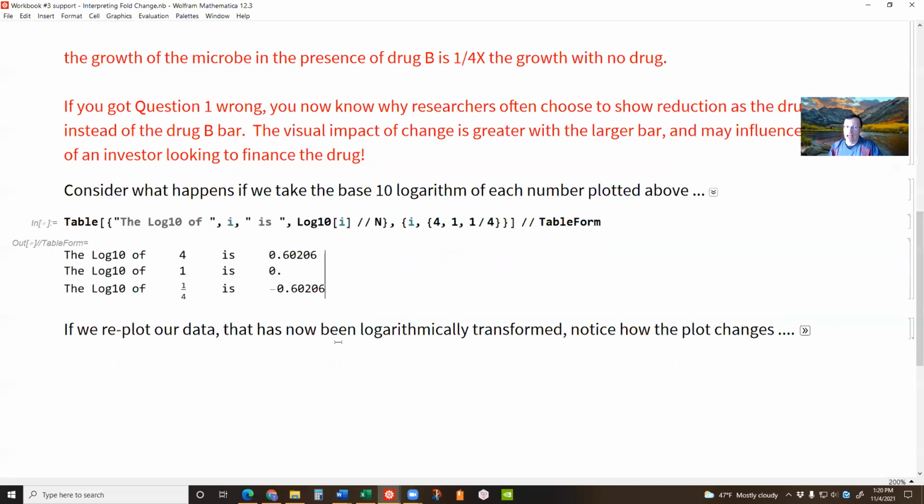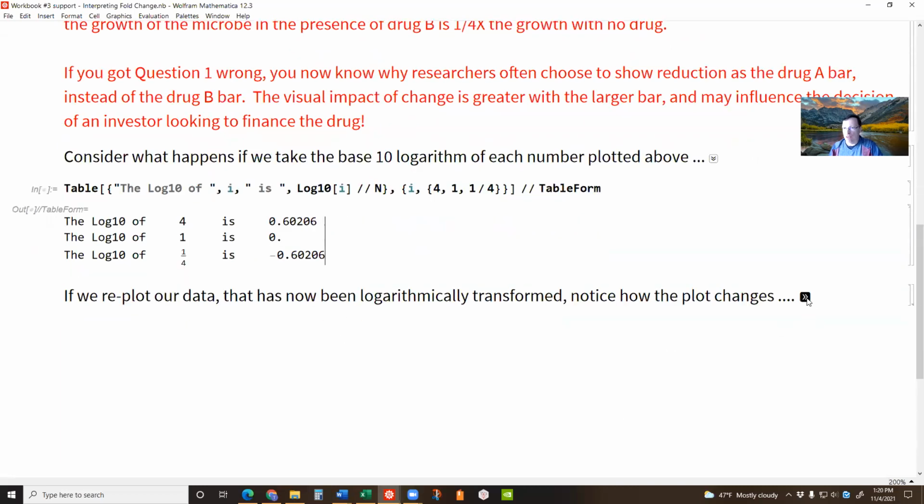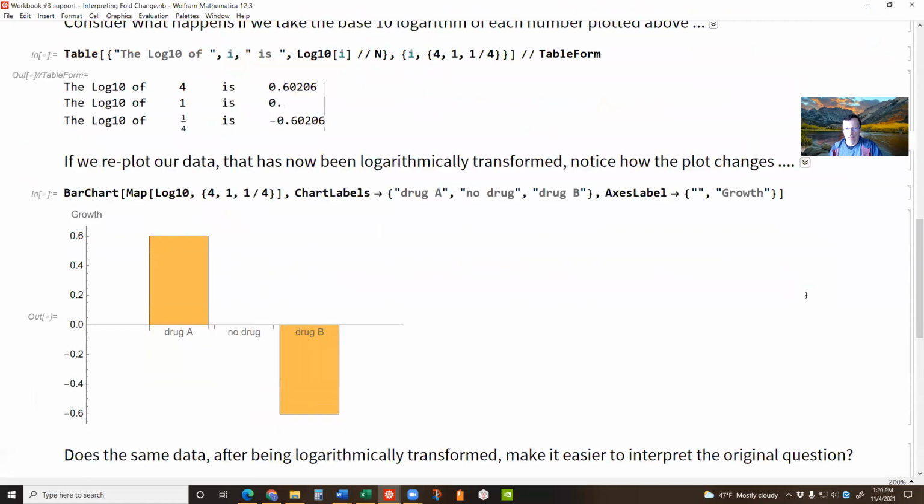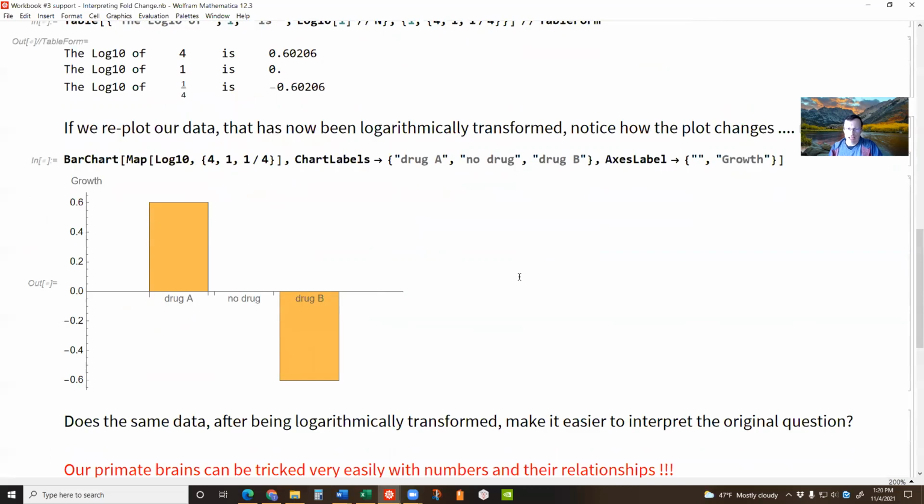0.6. And if I replot that information with the bar chart, okay, folks, let me ask you again, in the new bar chart, which drug created more change? Is it easier for you to get that it's actually the same amount of change in the opposite direction?